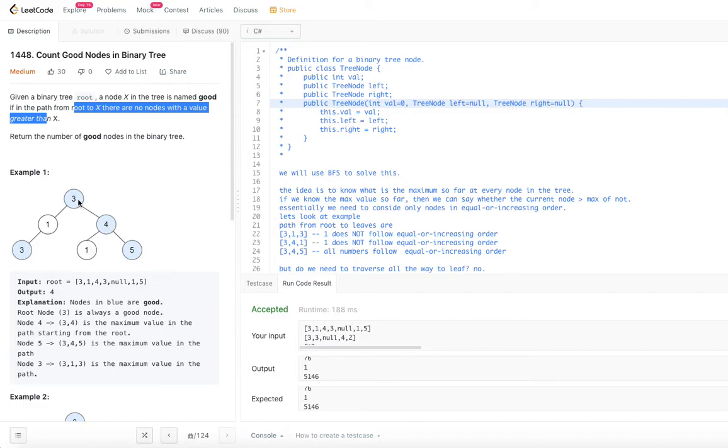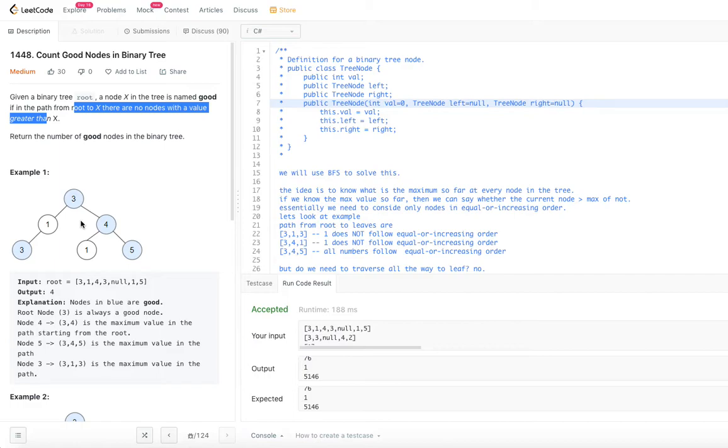From root to the leaf is 3, 4, 1. For 1, is there any node greater than 1? Of course, 4 is greater than 1 and 3 is greater than 1. So we won't consider 1 as a good node. Going on to the right subtree, 5. Is there any node on the path from 3 to 5 which is greater than 5? No. Then we will say 5 is a good node. On the whole, the example 1 tree has 4 good nodes.